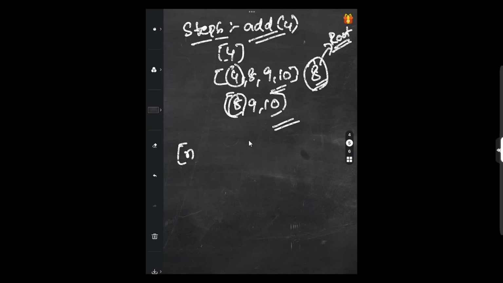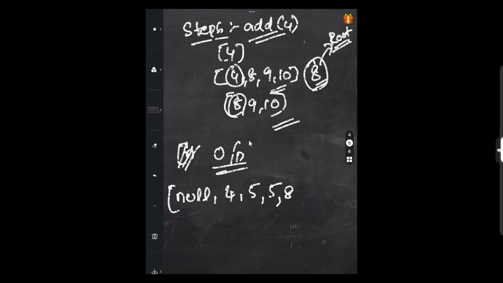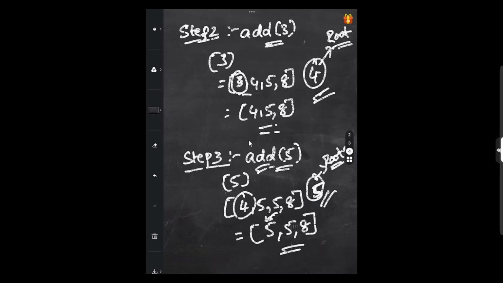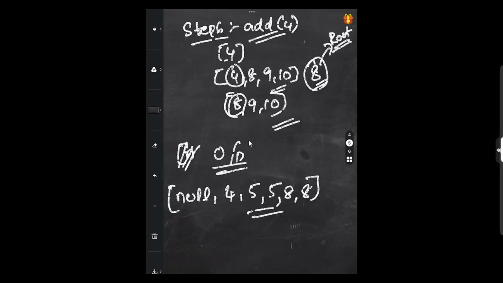So the output that we got here is, let me do one thing here. Output we have is, first one is null, second one is 4, 5, 5, 8 and 8, right? So that's what they have given in the question as well. The output they have considered here as null, 4, 5, 5, 8 and 8. That's what the output that we got, right? So the approach that we went with works absolutely correct, right?